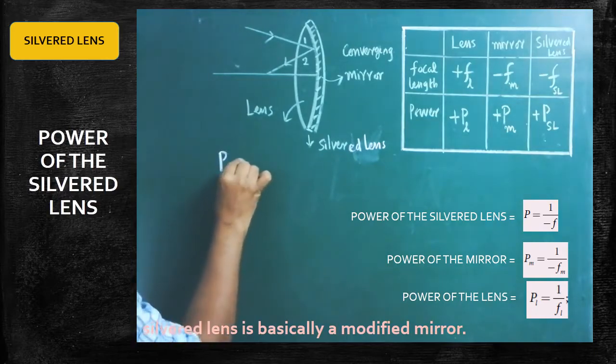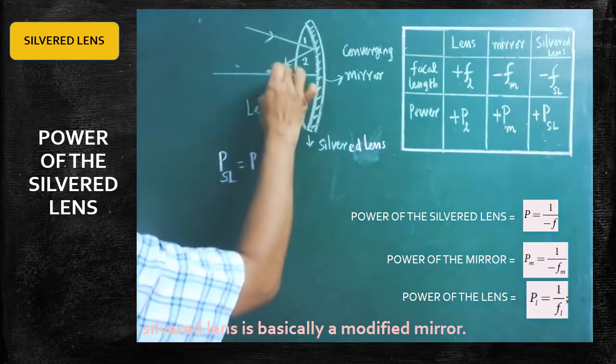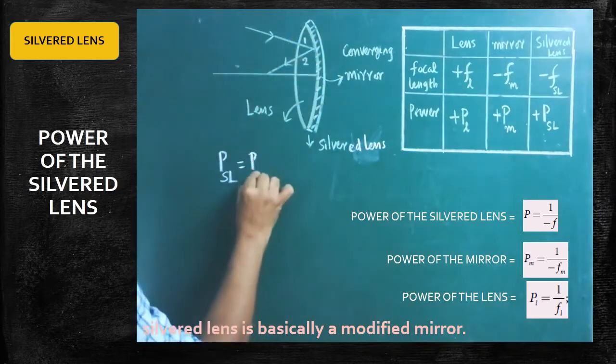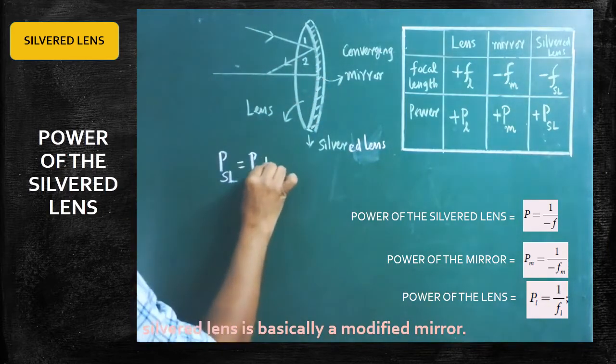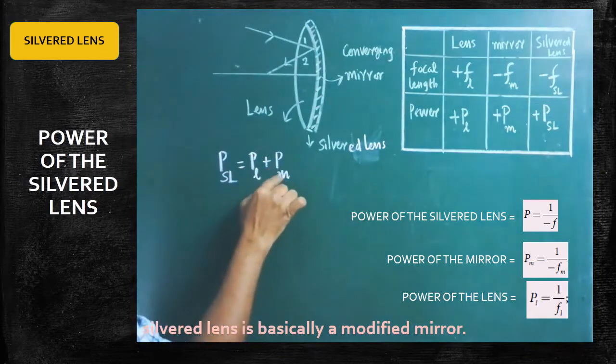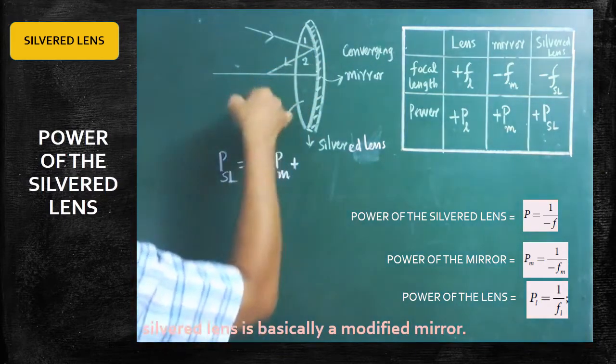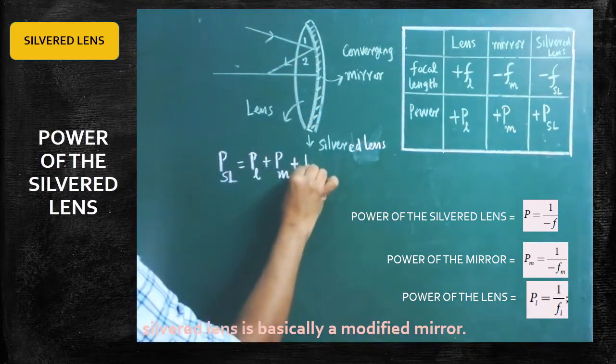Power of the silvered lens is equal to power of the lens portion, first entry. For the first entry I am writing power of the lens. After getting reflection from the mirror, again we have to go for the mirror portion. Therefore, I have to write power of the mirror, plus again it gets reflected through the lens. Therefore, power of the lens must be considered.